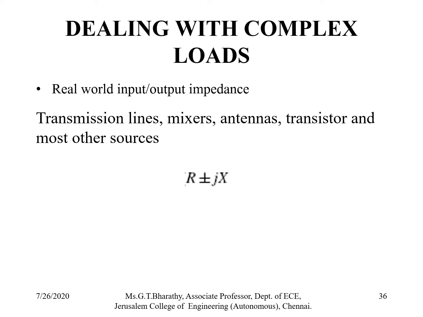For example, whenever you use a transmission line, mixers, antennas, transistors and most other sources, they are going to provide an input or an output impedance in the form of R plus or minus jX, which is complex.